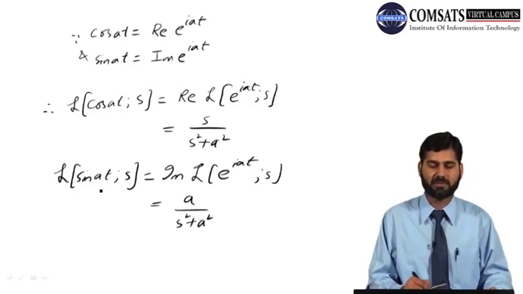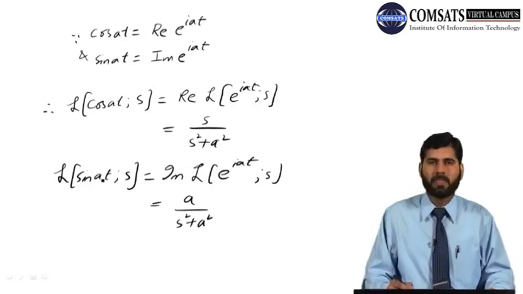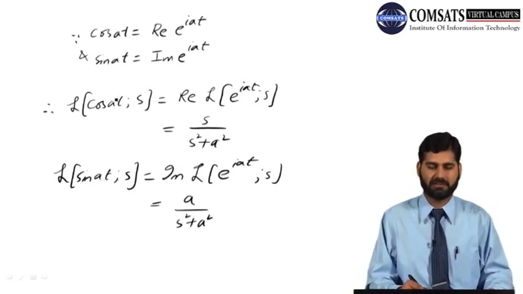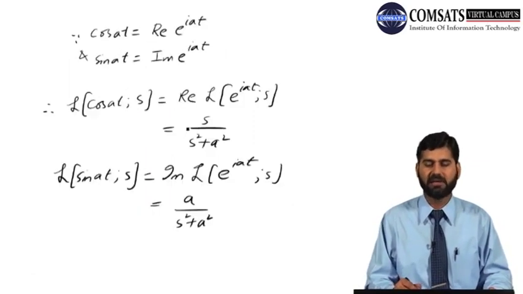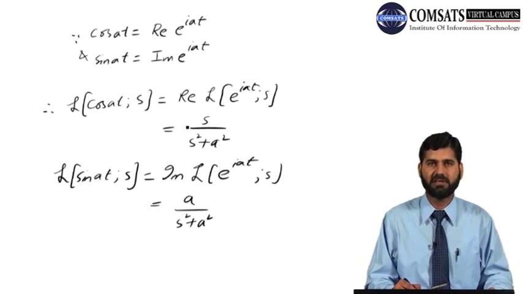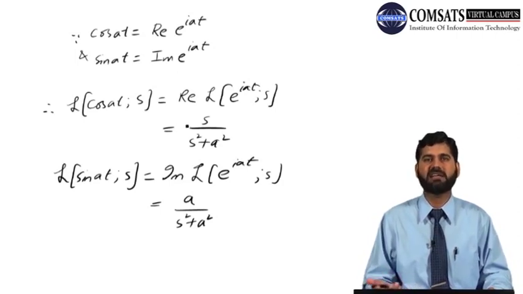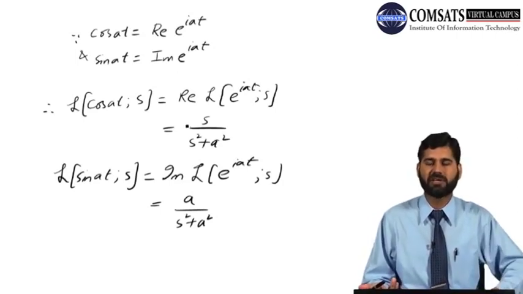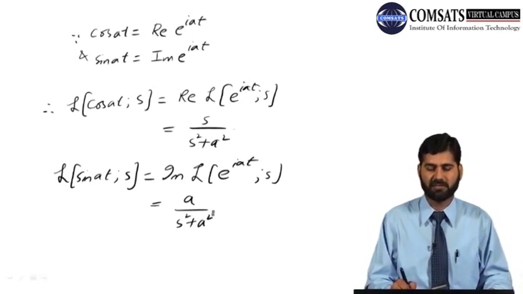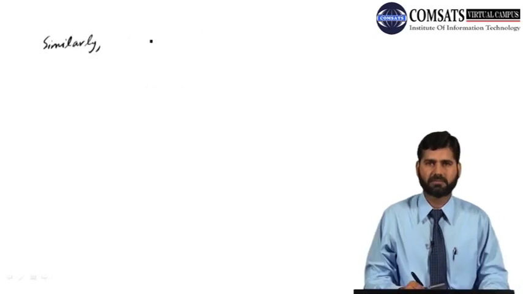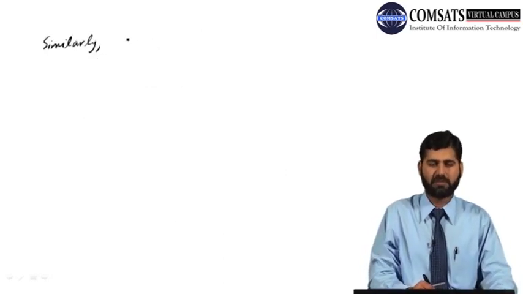So I got Laplace transform of cosine and sine together. You can do it directly as well by integrating cosine at. If you do it directly, you need to multiply cosine at, f(t), by e to the minus st and integrate by parts twice. If you integrate by parts twice, you will get your answer like this. But that will be a lengthy procedure. This is the shorter version. So similarly, you can find the Laplace transform of cosine hyperbolic and sine hyperbolic as well.